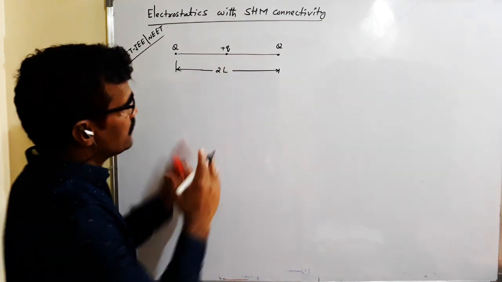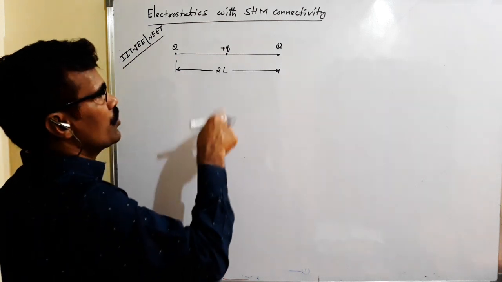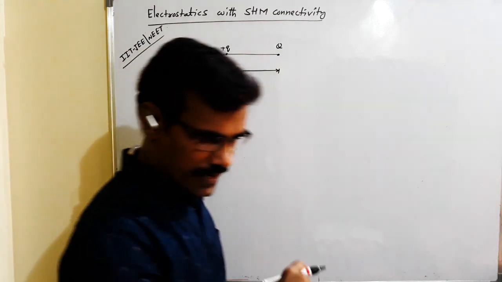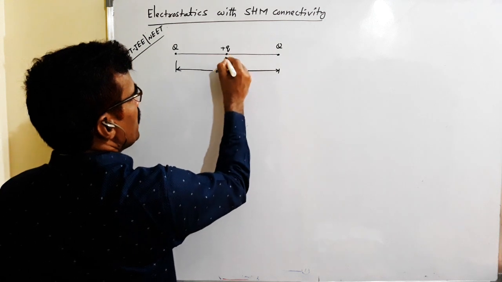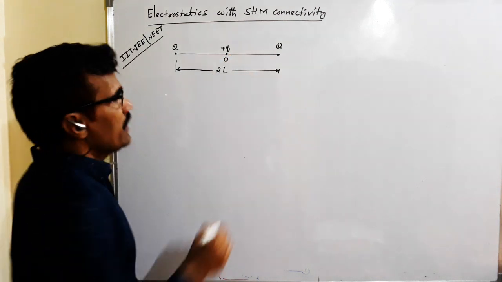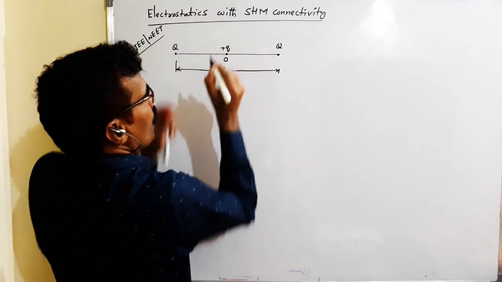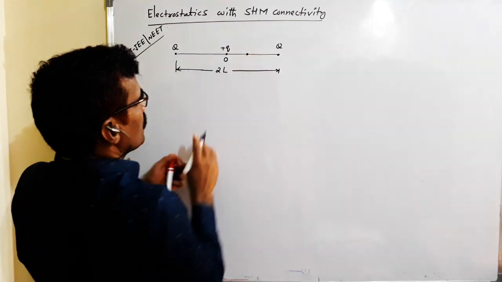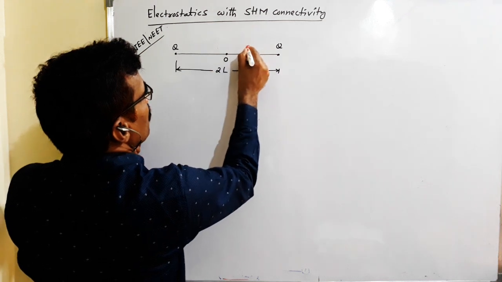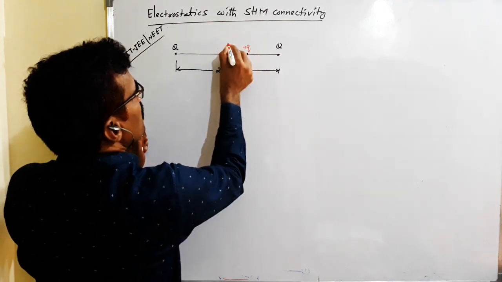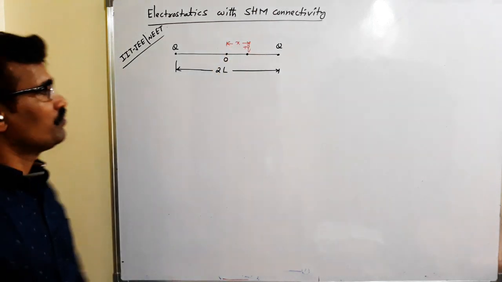What happens? Does it execute SHM or not? We have to check it. If it is executing SHM, what is its time period? So here plus q is kept at midpoint O. It is displaced slightly from O, the midpoint, to here. What is the displacement from here to here? X distance. Displacement is X.